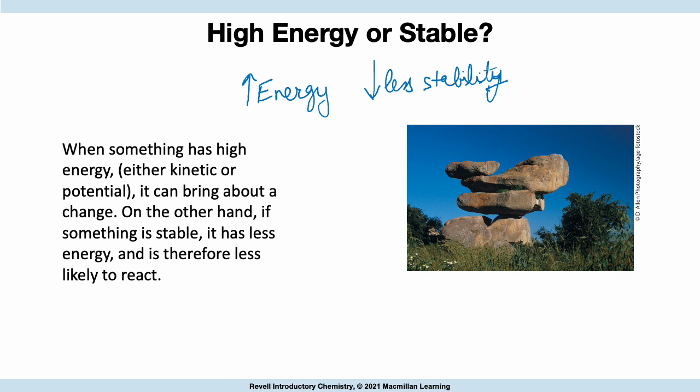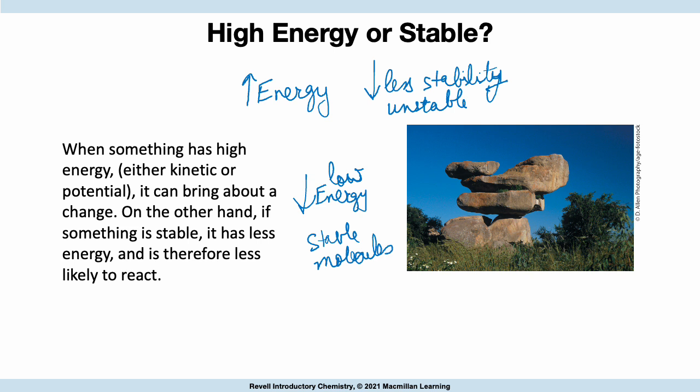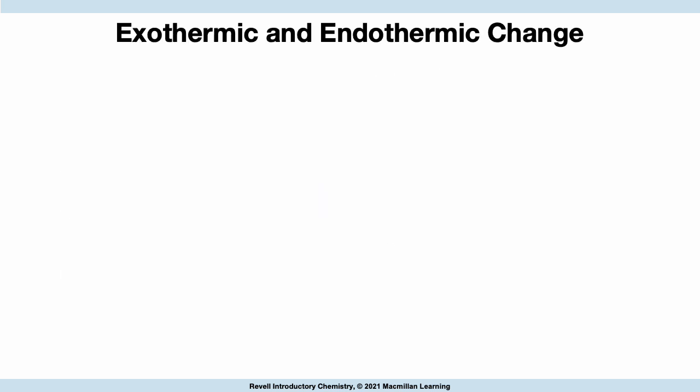For example, when molecules have more energy, they are unstable. High energy molecules are usually unstable. They have less stability. But when the energy is low, it means molecules are moving around less. That is when they are more stable. Stable molecules or atoms. Okay, that's how energy relates to stability. Now coming back to reactions.